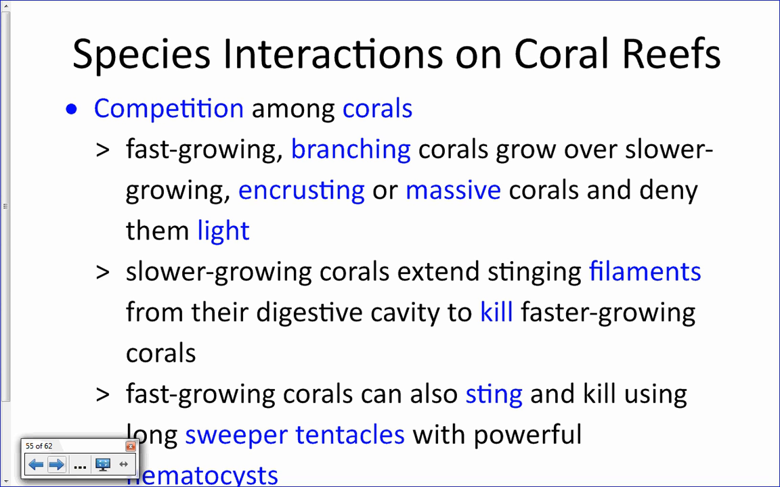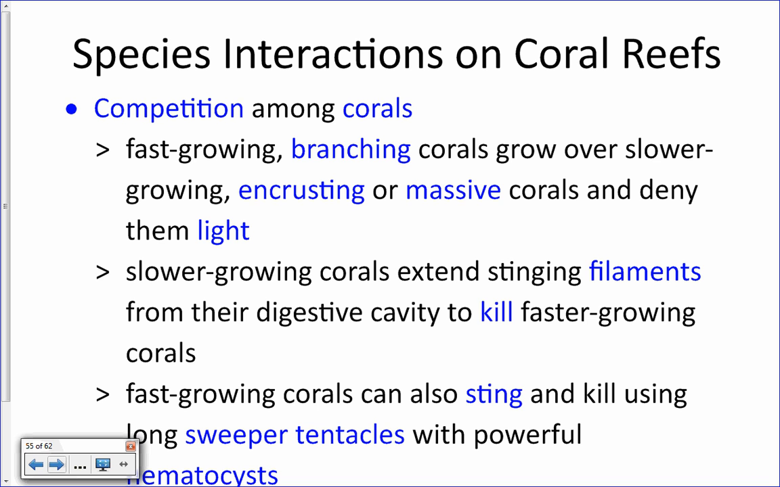That's not fair. So the massive coral fights back, and it'll use its mesenteric filaments, those things in its gut, and extrude them out of its mouth and eat or kill the branching coral that's there. Okay, and so the part of the branching coral is dead, and hopefully it doesn't grow that direction anymore and stops blocking the light.